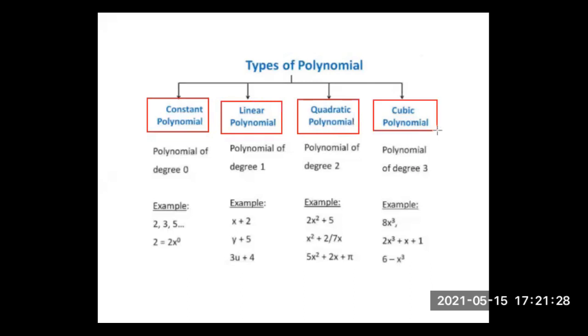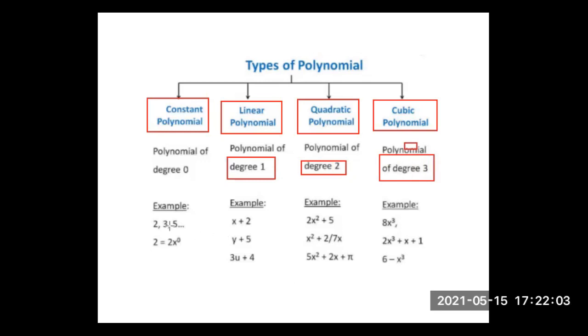Okay, now we'll see what a constant polynomial is. A constant polynomial is that polynomial whose degree is 0, that means whose power is 0. Okay, later we'll see the example. A linear polynomial is that polynomial whose degree is 1, that means whose power is 1, or you can call it the exponent is 1. A quadratic polynomial is that polynomial whose degree is 2, and a cubic polynomial is that polynomial whose degree is 3. Okay, next we'll see the examples.